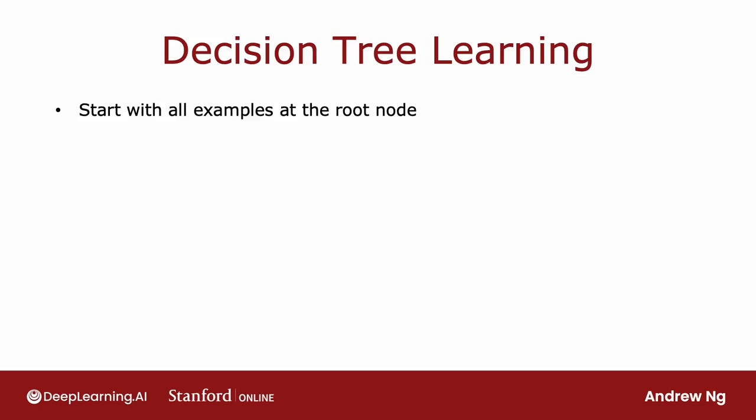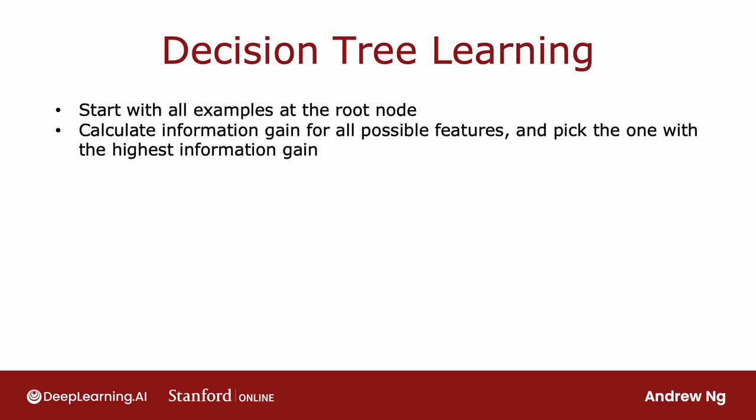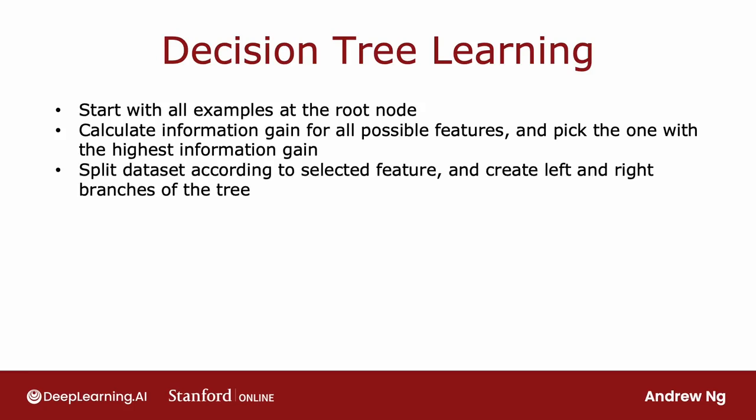Here's the overall process of building a decision tree. Start with all training examples at the root node of the tree and calculate the information gain for all possible features and pick the feature to split on that gives the highest information gain. Having chosen this feature, you would then split the dataset into two subsets according to the selected feature and create left and right branches of the tree and send the training examples to either the left or the right branch, depending on the value of that feature for that example. And this allows you to have made a split at the root node.